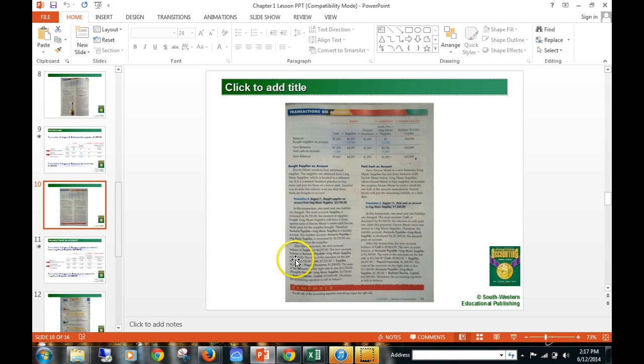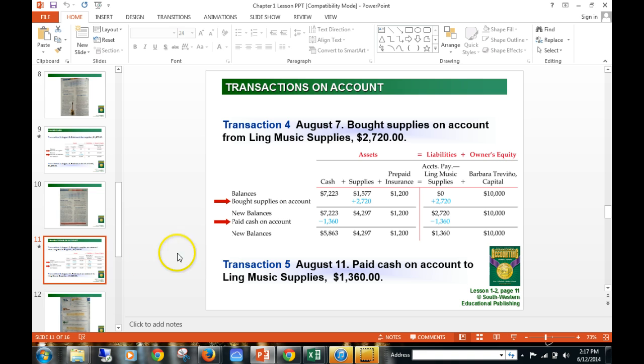Paid cash on account to Ling Music 4 days later. We owed them money. Now we don't owe them as much money. We're going to pay cash, so we're going to subtract this from our cash account. We originally owed them $2,720. We're paying them $1,360. So we're going to subtract it also from the right side, from their account, $1,360. So again, both sides still equal, assets still equal liabilities plus owner's equity. We get to our final balances after these 5 transactions, and this is what we should have.